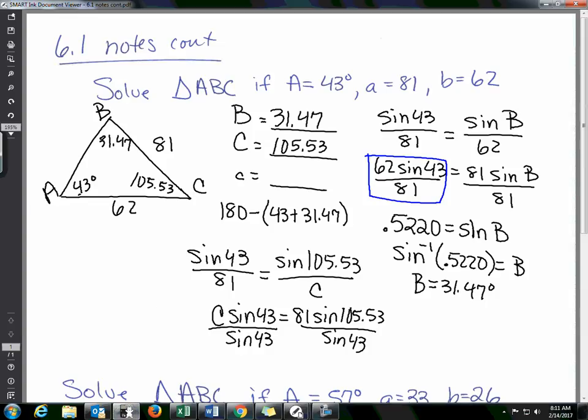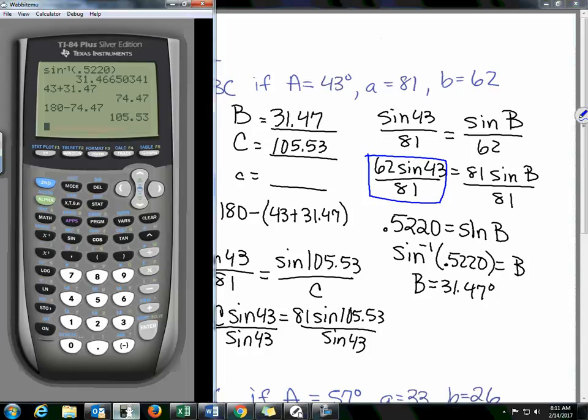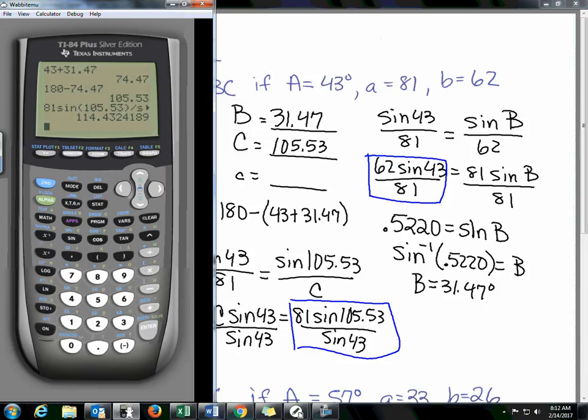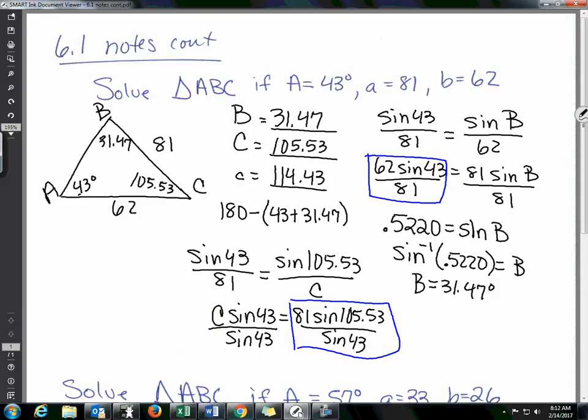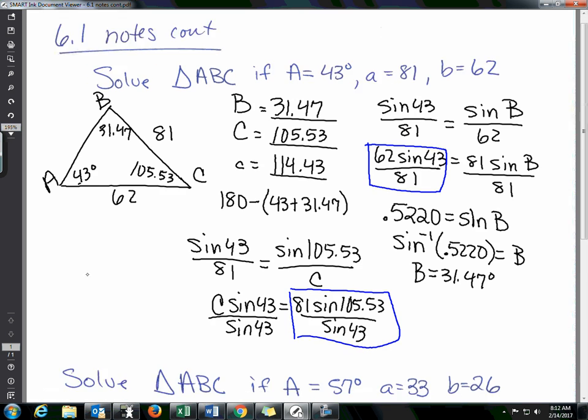On the calculator, you type in everything that is in blue, and that's your answer. So 81 sine 105.53 close parenthesis divided by sine 43 equals 114.43. There you go. So that's how you do these types of problems. So let's do another one real quick.